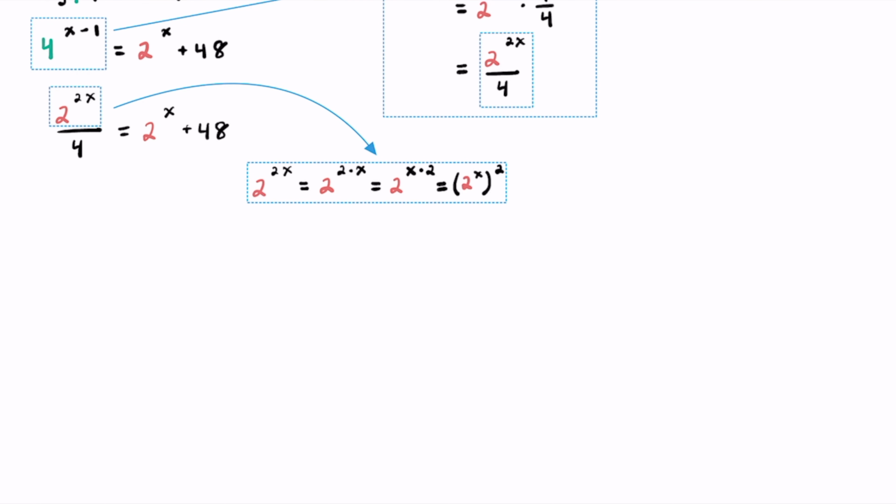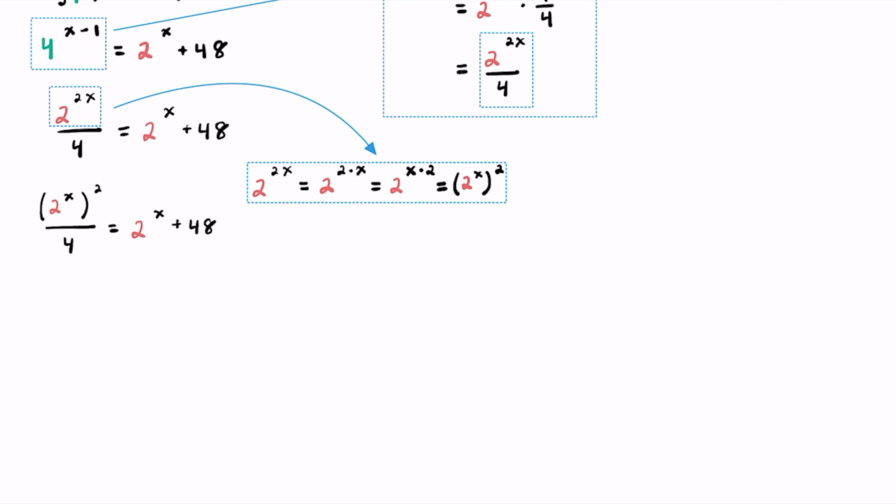Rewriting this, let's see what we're going to have here. On the left side, we're going to have this 2 as the base raised to the x power. Then that whole thing is going to be raised to the second power. This is all going to be on top of 4. And on the right side of the equation, we're going to have 2 raised to the x power, and then plus 48.